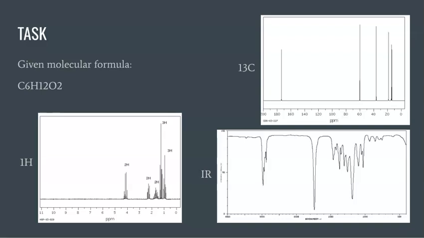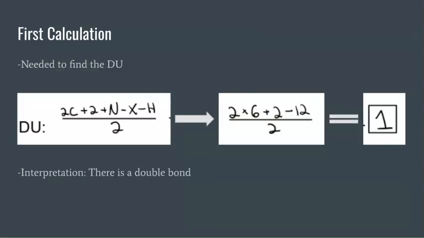We were given the molecular formula of C6H12O2. Each graph is labeled with which type of spectrum it was to help identify them better. So the first task I needed to complete was to solve for the DU value. The DU is the degree of unsaturation, which is a calculation that determines the number of pi bonds and/or rings within a molecule. In the first image is given the formula for finding the DU value.